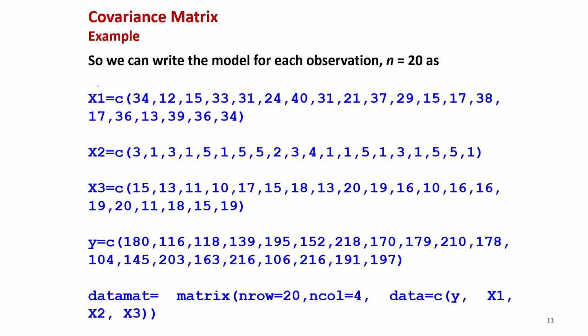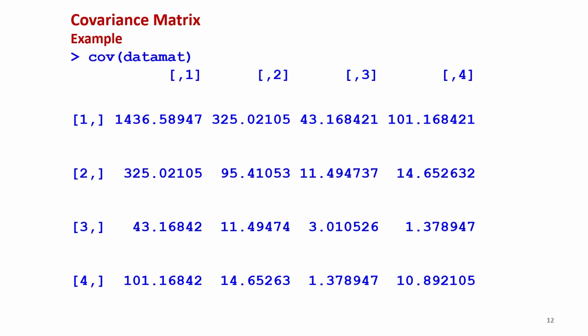We had converted them into a data matrix. First we stored them in the data vectors x1, x2, x3 and y, and then we created a matrix of 20 by 4 order, by writing nrow equal to 20, ncol equal to 4, and data equal to c(y, x1, x2, x3). Now the main thing is this, when I operate cov over this data mat, then it looks like this.